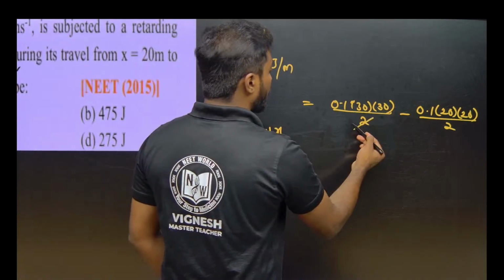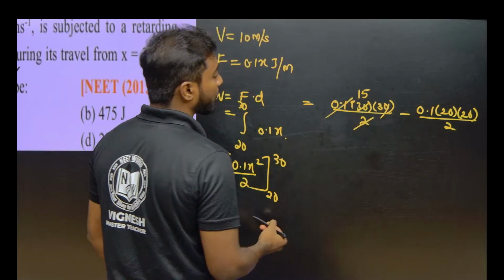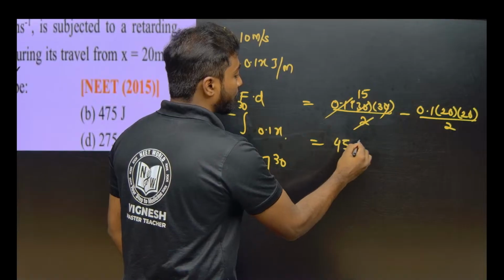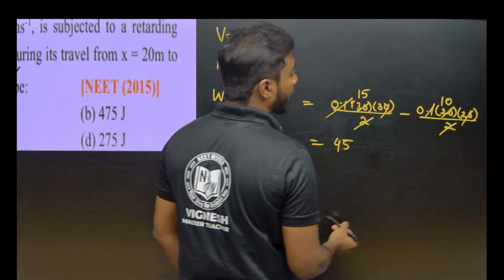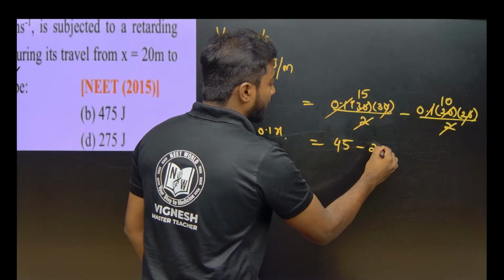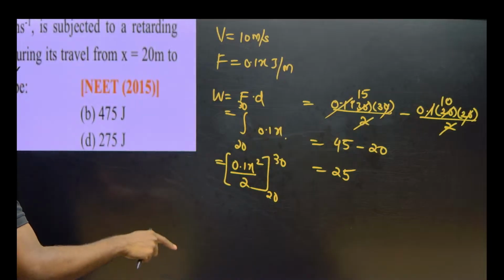So this is 15, and this 10 will get cancelled, 45 this one. So this is 1, this is 10, and the 10 will get cancelled. Minus 20, which is 25. So this is the work we got.